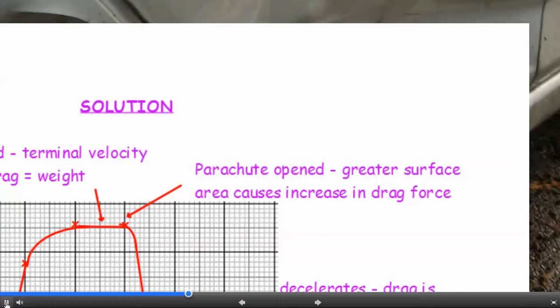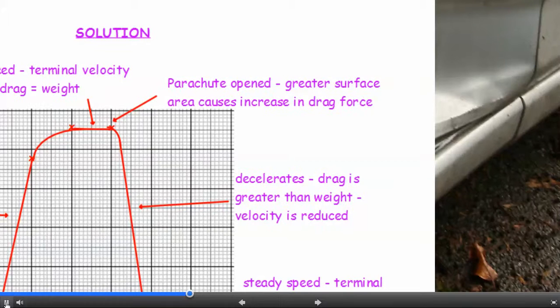Suddenly he starts to slow down. He's opened his parachute, and this increase in surface area causes an increase in drag force. This part of the line shows deceleration. Drag is greater than weight, so his velocity is reduced. There is a resultant force.